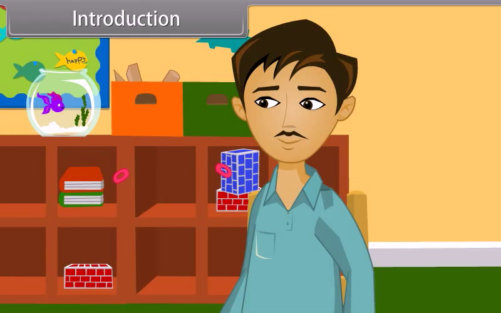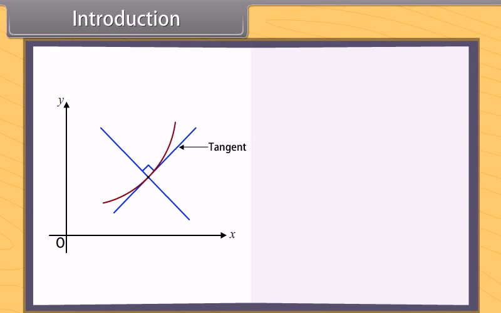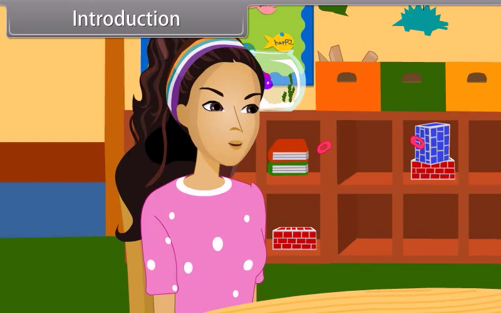No, you are not. This is tangent and this is normal. The tangent is a straight line which just touches the curve at a given point. The normal is a straight line which is perpendicular to the tangent. Oh yes, I remember.